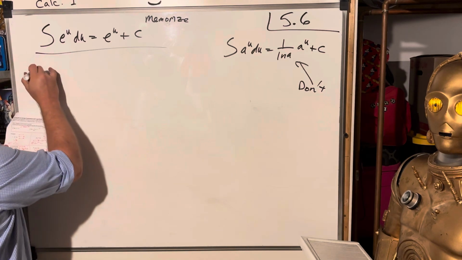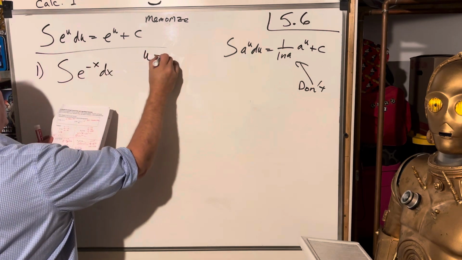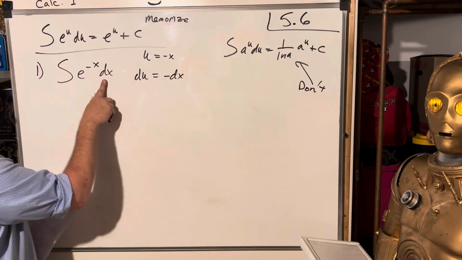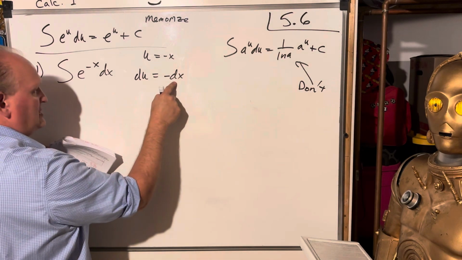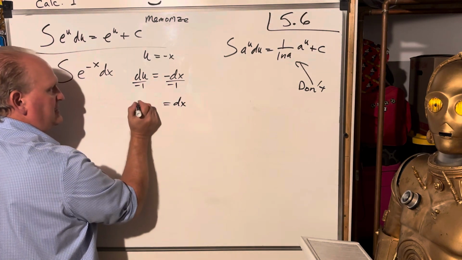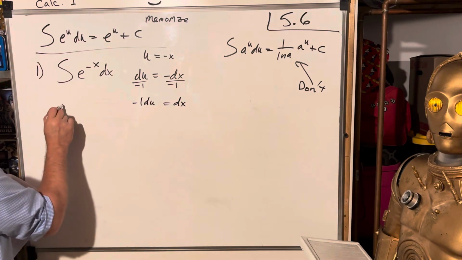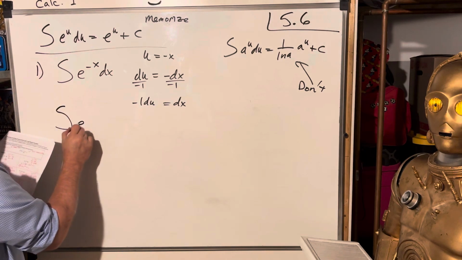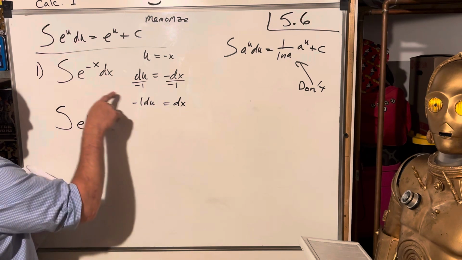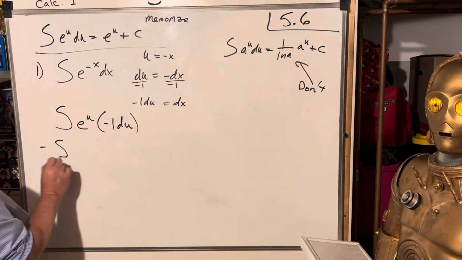All right, so let's go into examples. The integral of e to the negative x dx. You can say u is equal to negative x, du is equal to negative dx. Since there isn't a negative on the dx, we solve for dx. Divide by negative 1. So dx is negative 1 du. So we have to replace that. When we do our u substitution, it's e to the u, and then negative 1 du.